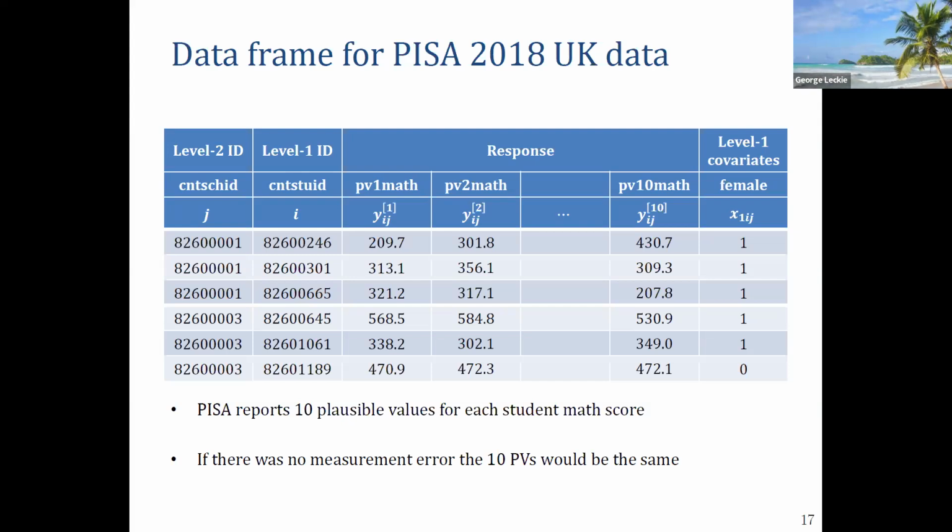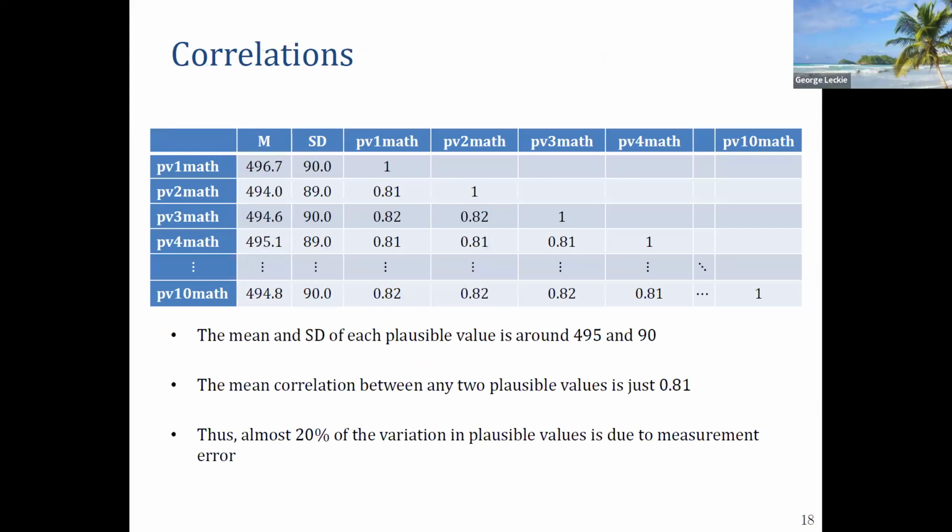Clearly, if there's no measurement error, those 10 values would be identical, but we've got substantial measurement error. So let's look at some descriptive statistics. Here are the means, the standard deviations, and the correlation matrix for the plausible values. PISA is on some weird and wonderful scale. The mean math score in the United Kingdom for the first plausible value is 496.7, for the second 494.0, and so on. So even at the country level, when we're averaging these 13,000 values across the students, you still see the mean moving around as you shift from one plausible value to the next.